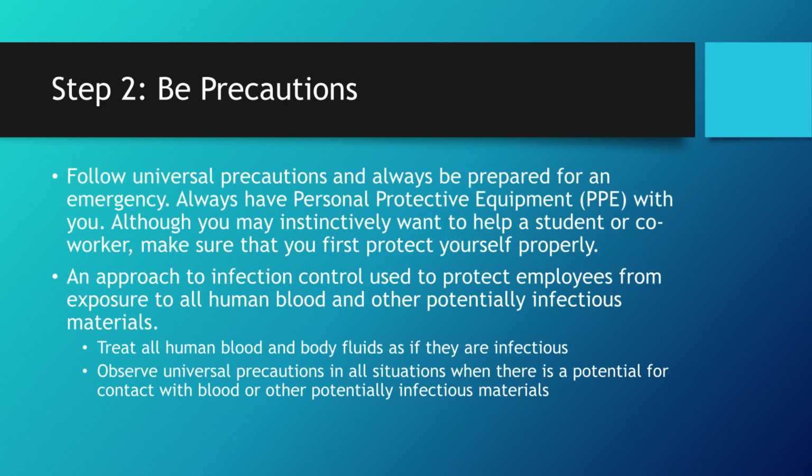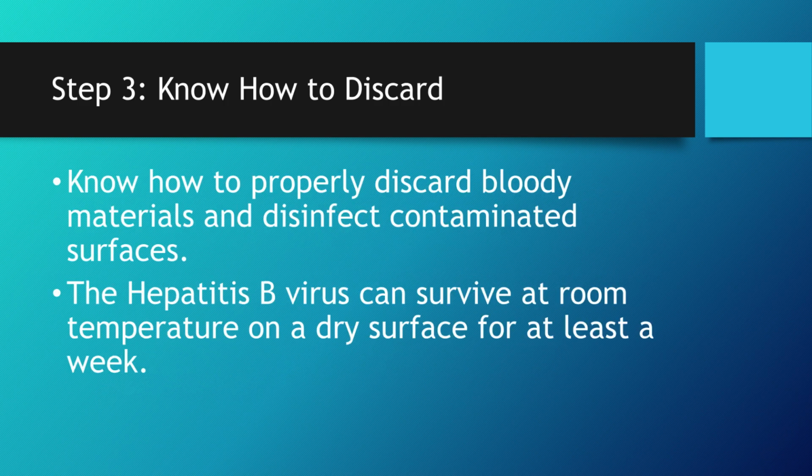Universal precautions are an approach to infection control used to protect employees from exposure to all human blood and other potentially infectious materials. Treat all human blood and body fluids as if they are infectious. Observe universal precautions in all situations when there is a potential for contact with blood or other potentially infectious materials. Know how to properly discard bloody materials and disinfect contaminated surfaces. The hepatitis B virus can survive at room temperature on a dry surface for at least a week.